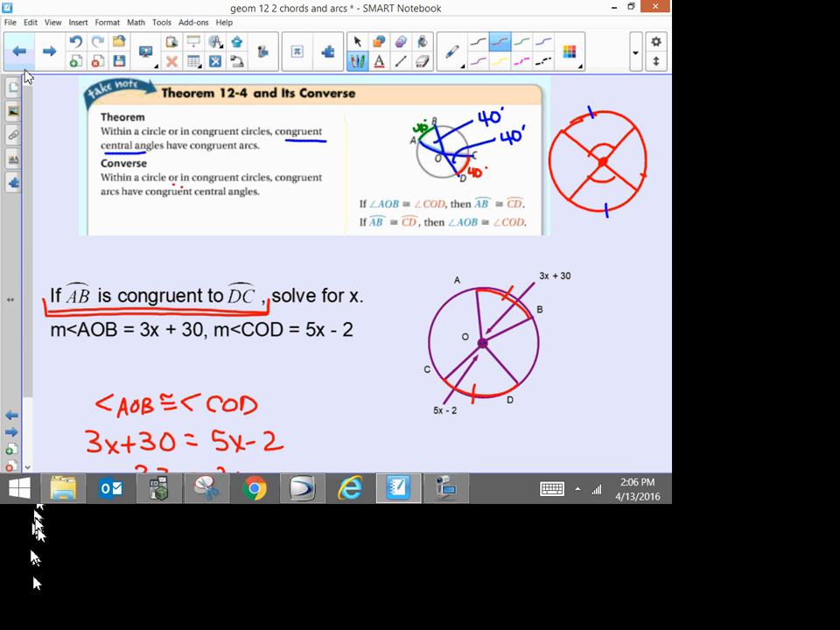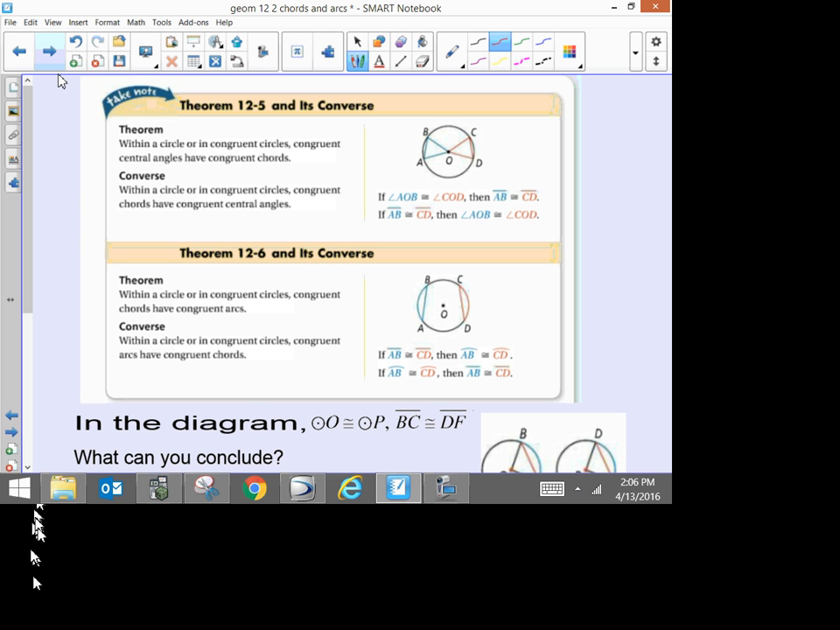Okay? All right. Here's another couple of theorems and their numbers. Within the circle or in congruent circles, congruent central angles have congruent chords this time. Central angles COD and BOA are congruent. That automatically makes the chords right there, CD and BA, congruent.